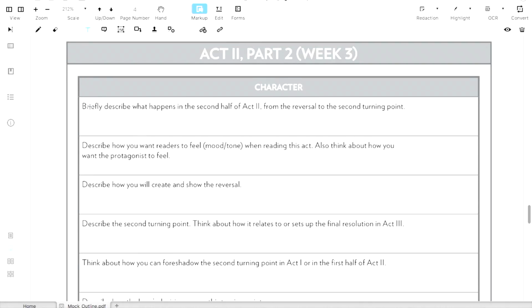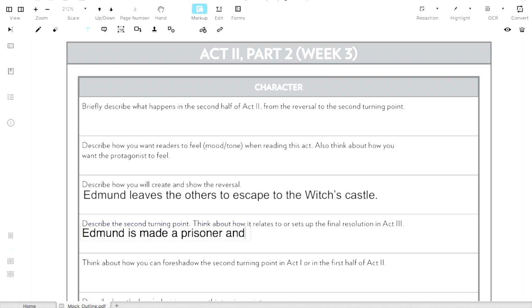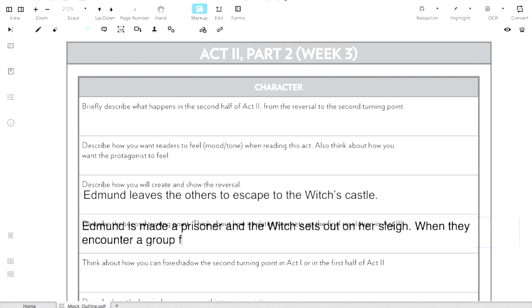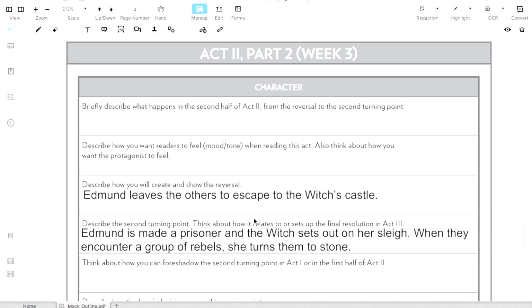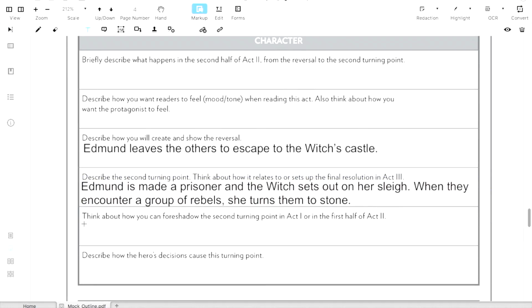The next big thing we have to consider is the midpoint reversal. This is in the middle of Act 2, and it's the incident that changes the direction of the story. So what the midpoint reversal will do in terms of changing the direction is often making the protagonist go from reactive to proactive. So instead of running away from their problems, they're going to be facing them head on and trying to find a way to fix them instead of hoping they'll fix themselves.